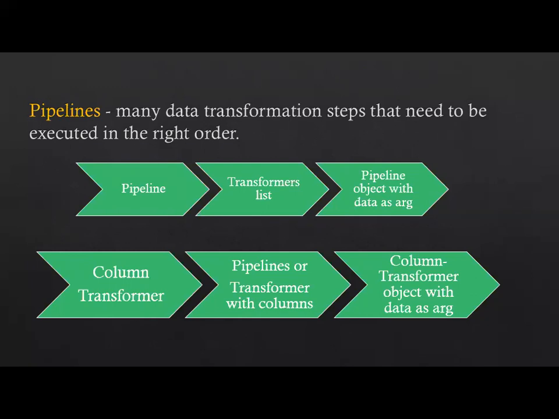So what actually is a pipeline? A pipeline will have a list of transformers. As you see in the diagram, you will be creating the pipeline, and in that pipeline you will be listing out the transformers which have to be applied over the data. Then you will be creating the object for that pipeline with the data as the argument. That means whatever data you give into the object will be taken into the list of transformers and it will do the transformation.